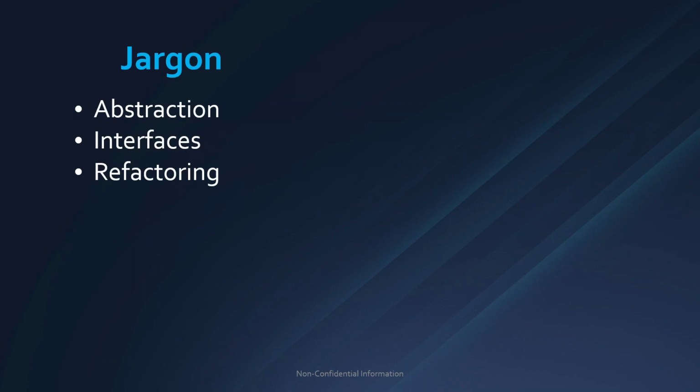Okay, so for the rest of this talk, I'm just going to point out some of these jargon words, and I'm going to explain how they work really quickly, but then I'm going to get into a practical example of what they mean and how they're used. So here we have abstraction, interfaces, and refactoring. These are words that programmers use a lot, and they have very specific useful meanings, so I'm going to explain what they are.